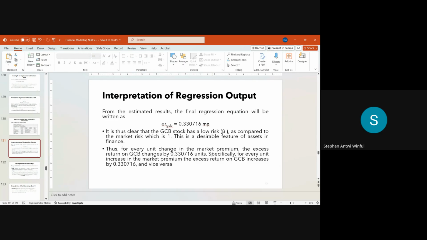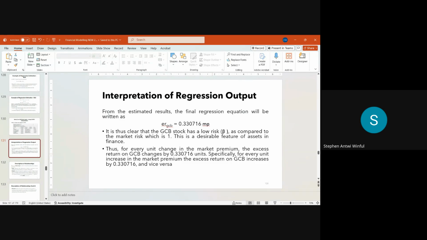So the 0.330716 refers to the risk of GCB bank stocks. And since this risk of 0.3 is less than 1, we have learned in other finance courses that when the risk is less than 1, it means that it is less risky. If it's above 1, it's what? Riskier than the market. Am I saying the right things from the other finance courses you learned? The beta, CAPM, that you learned earlier.